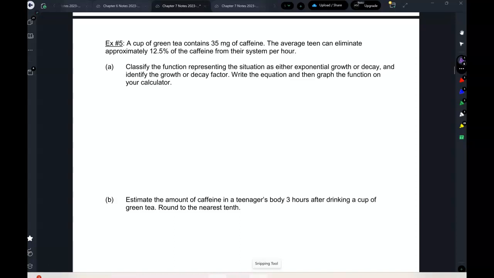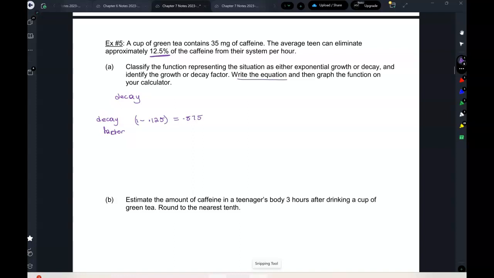The average teen can eliminate approximately 12.5% of the caffeine from their system per hour. Do you see how this is an exponential problem? Because every hour, 12.5%, every hour, 12.5%, a fixed percentage within an equal amount of time. Now, is this growth or decay? This is decay. So what is the decay factor? 1 minus 0.125. So that's 0.875.